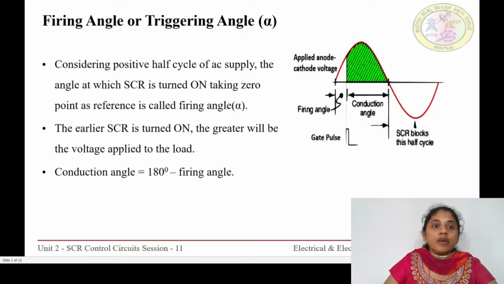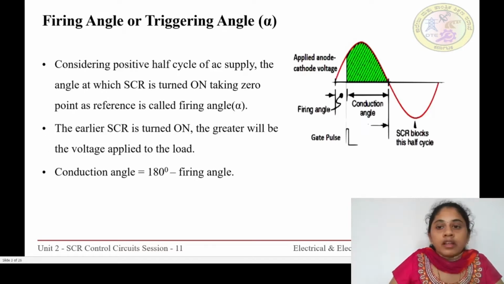First, let us see what is firing angle. Let us consider an AC sinusoidal waveform, and let us consider the positive half cycle of the supply. Here, the angle at which the SCR turns on, taking the 0 point as a reference, is known as the firing angle. Here you can see the gate pulse has occurred, and because of this the SCR has been triggered.